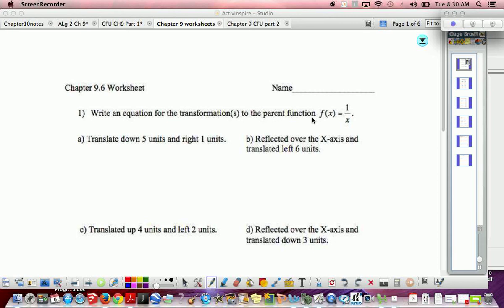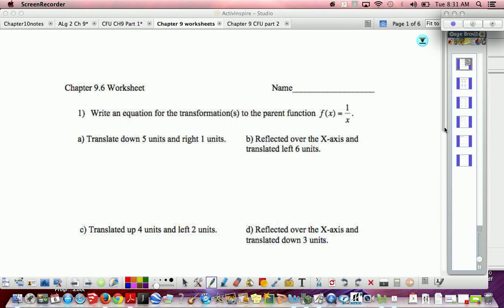Let's take a look at your worksheet for 9.6 today. In the first set of problems, you're asked to write the equation for the transformations to our parent function 1 over x. So we're going to take this basic inverse function and we're going to either move it up, down, left, right, or we might even flip it over the x-axis. So you're going to be given the translations, you're asked to write the equations.